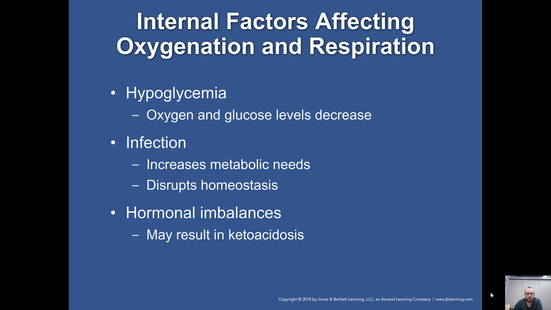All right, other things, hypoglycemia. If they start going hypoglycemic, start going altered, breathing effort starts going down, they're going to become hypoxic for sure. Infection, increased metabolic needs. Generally, our respiratory rate goes up if somebody's dealing with a big infection. There's more demand for oxygen in the body, so the brain's like, cool, let's breathe faster. Hormone imbalance, diabetic ketoacidosis. We know they have those big, deep Kussmaul respirations.